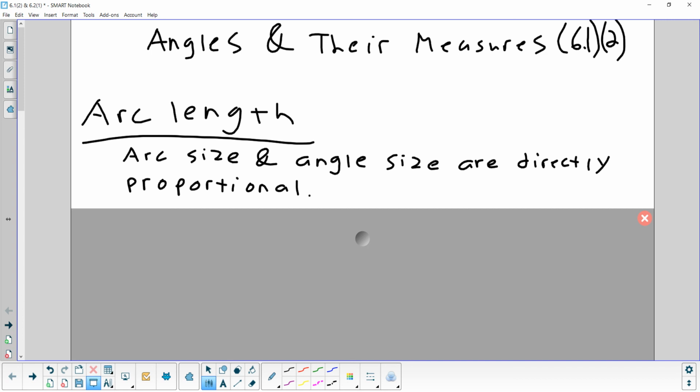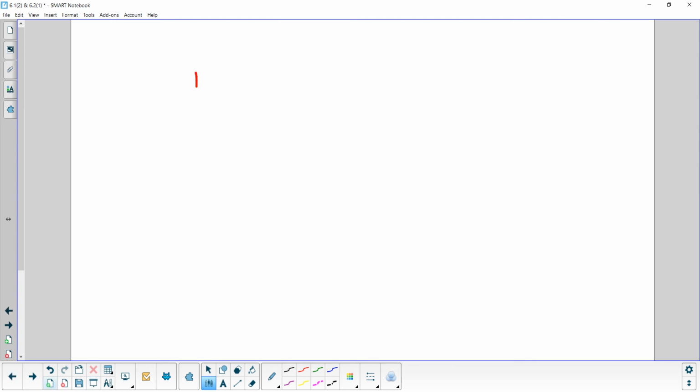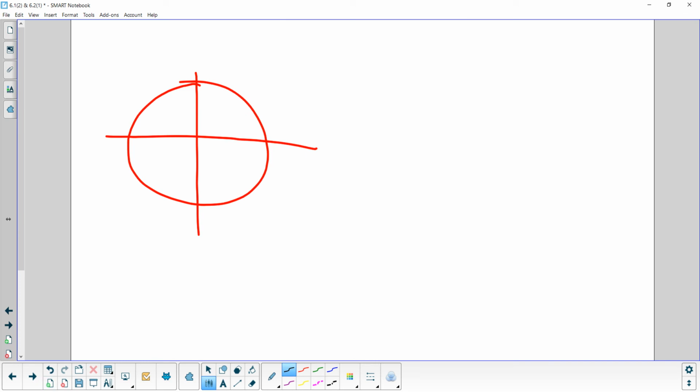Now, one thing we can use is this fact. The size of an angle and the size of an arc are directly proportional. What that means, I'll show you in a sketch. Okay, so let's say we have an angle right there. There's an arc in green. How big is that angle? Yep. 90 degrees.